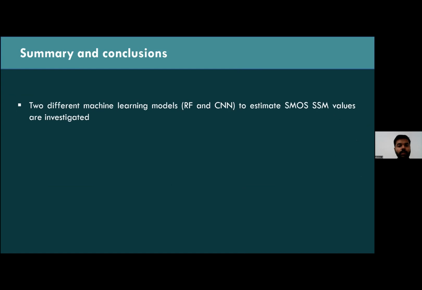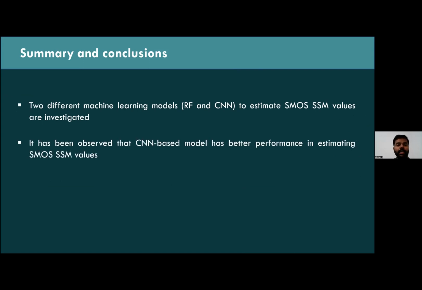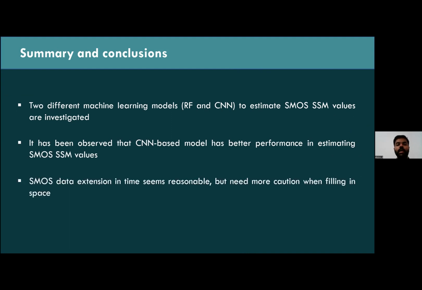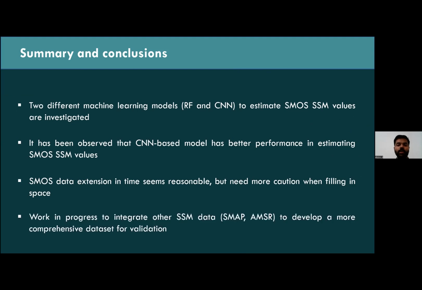So coming to the conclusion, two different machine learning models are investigated in this study, that is RF and CNN model to estimate CMOS SSM values. It has been observed that the CNN-based model has better performance in estimating CMOS SSM values. And also CMOS data extension in time seems to be reasonable, but needs more caution when filling it in space. So work is in progress to integrate other SSM data, that is SMAP and AMSR, to develop a more comprehensive data set for evaluation. Okay, that's it from my end.